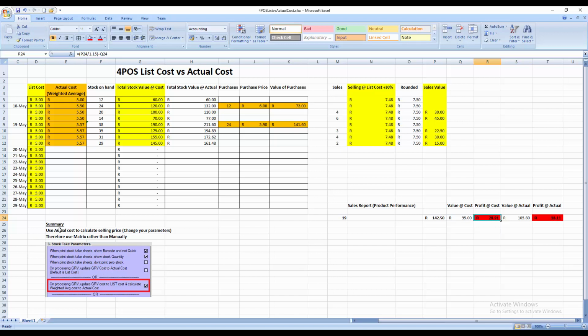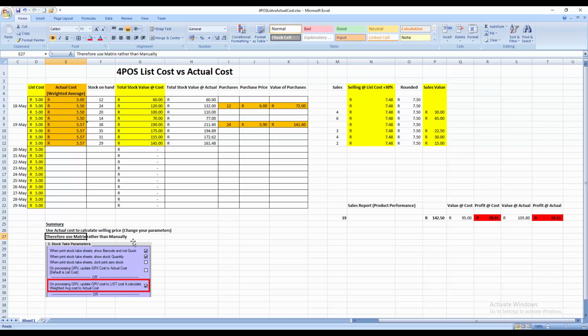Okay, so in summary here, we use actual cost to calculate the selling price. In other words, we must tell 4PAS to use the actual cost or the last cost, in other words, my purchase values, the prices that I paid over here, to calculate selling prices, number one. And number two, in 4PAS, we must also use the matrix. We must tell 4PAS that no, I don't want a fixed selling price like I have over here. This is bad. I would rather work on a matrix, which means that as my cost goes up, my selling price increases.